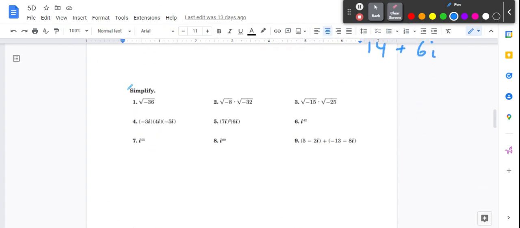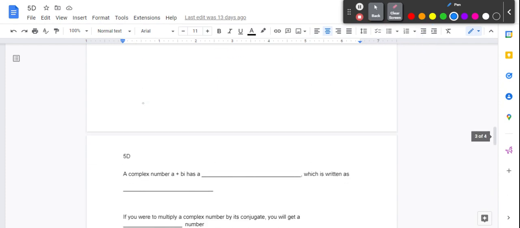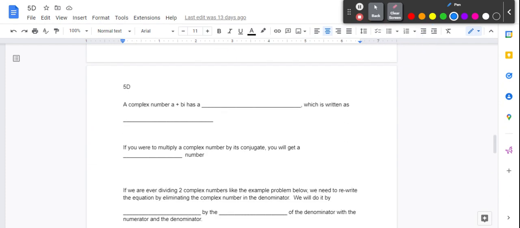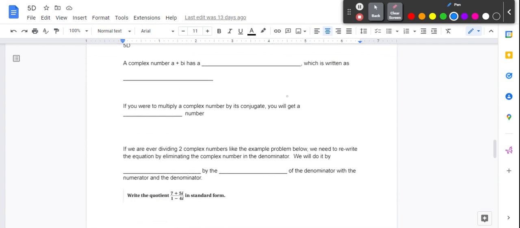All right. Here are some more examples involving i's. See if you can try to simplify some of these into the simplest form possible. Now, complex numbers have what we call conjugates. If we have a complex number of a plus bi, the conjugate would be a minus bi.